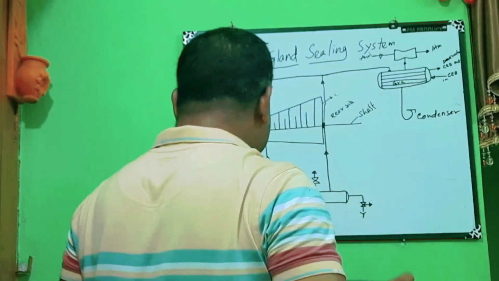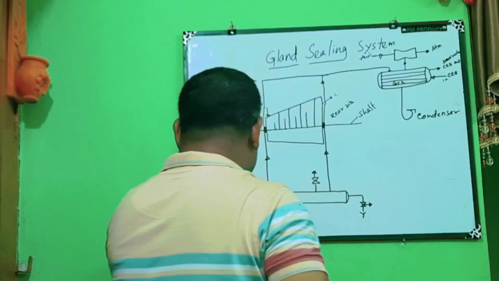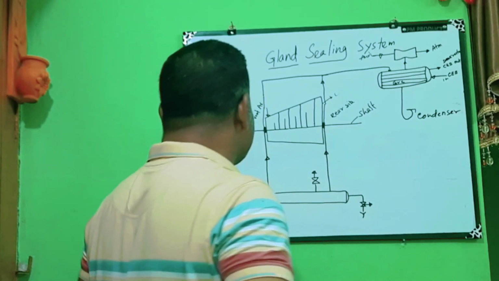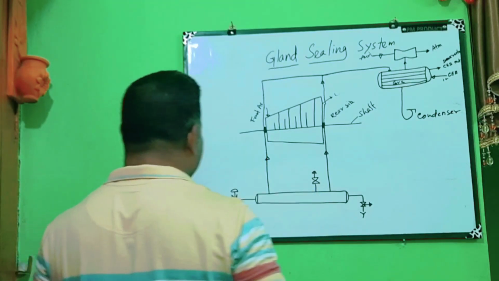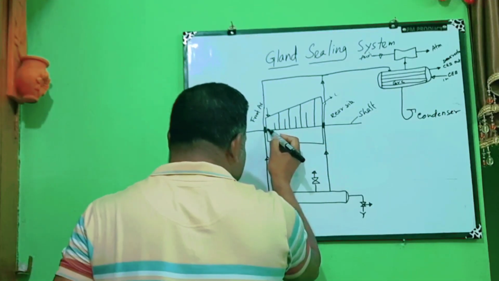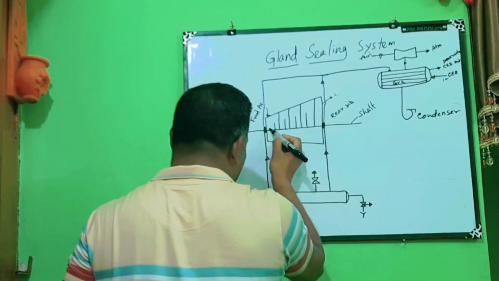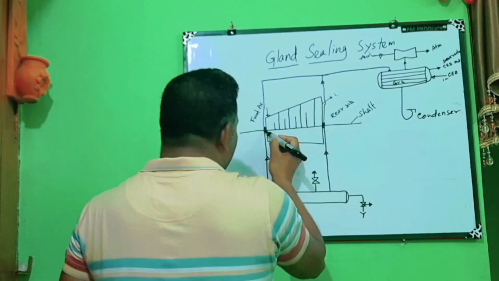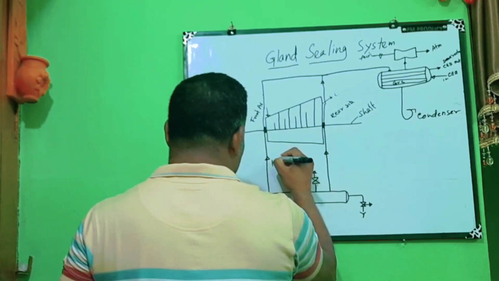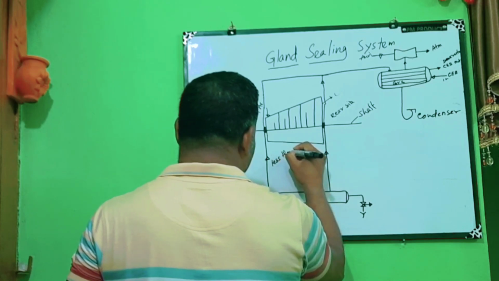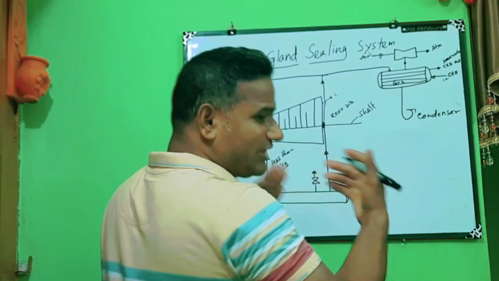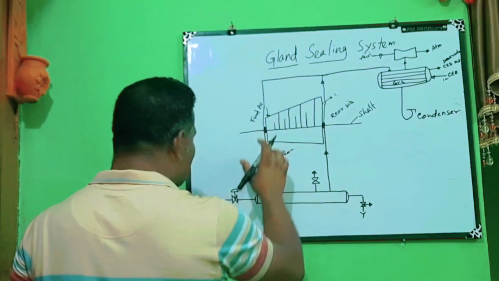But after the turbine is running, this auxiliary steam is not required. Why is it not required? I already explained, but I am explaining again. Because when high pressure steam passes from this point, that side has more pressure. The auxiliary steam pressure is normally less than 1 kg. If the sealing steam pressure is more than 1 kg, what will happen?